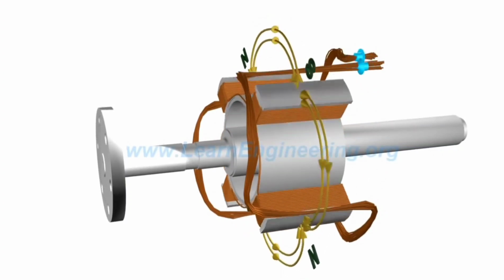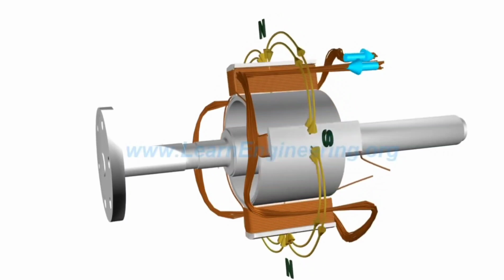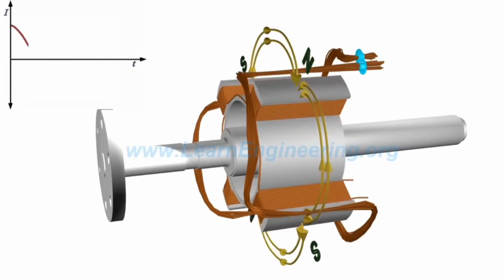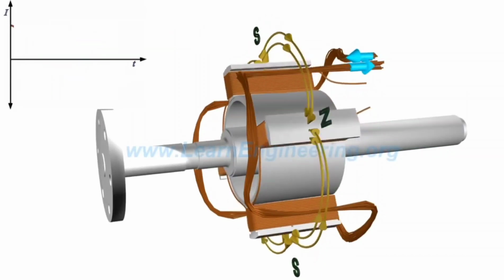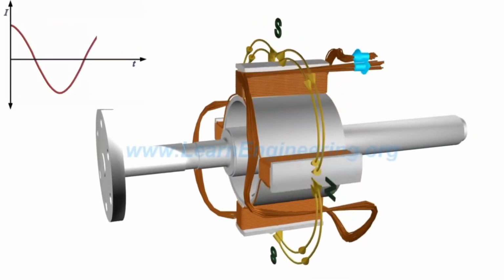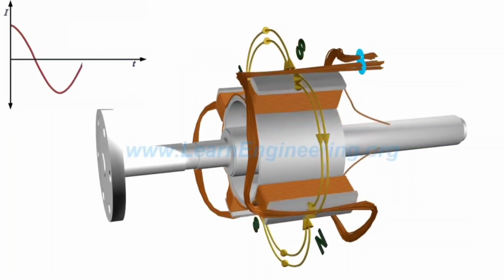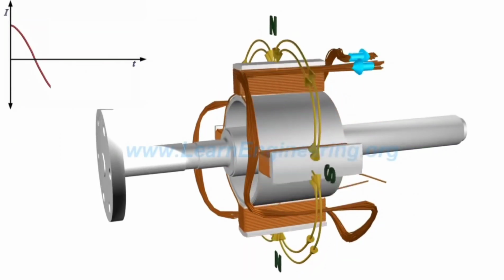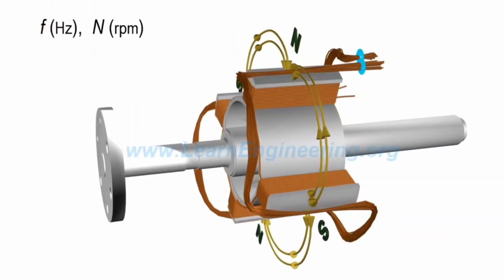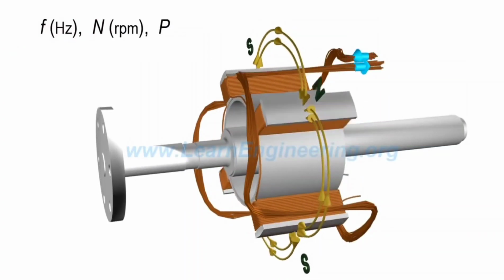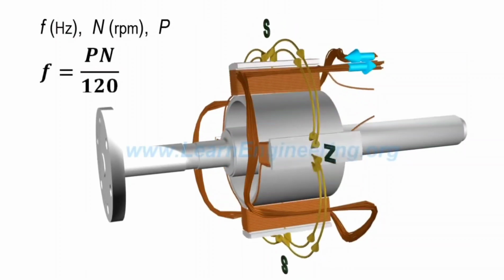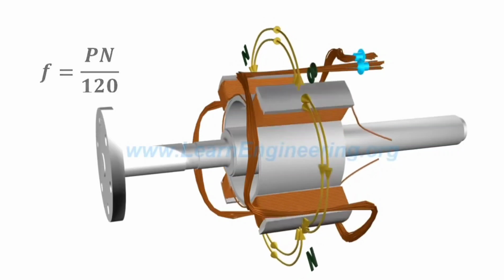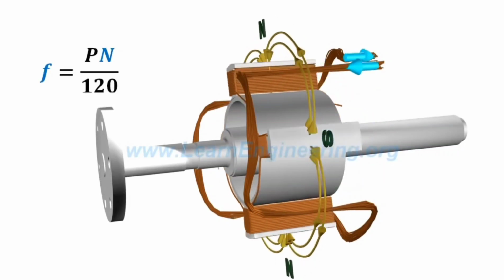Here is a slowed-down version of the rotor-stator interaction. For this 4-pole system, when the rotor turns half a revolution, the induced EMF takes 1 complete cycle. It can be easily established that the frequency of induced EMF, rotor speed, and number of poles are connected through the following relationship. It is clear that the frequency of electricity produced is synchronized with the mechanical rotational speed.